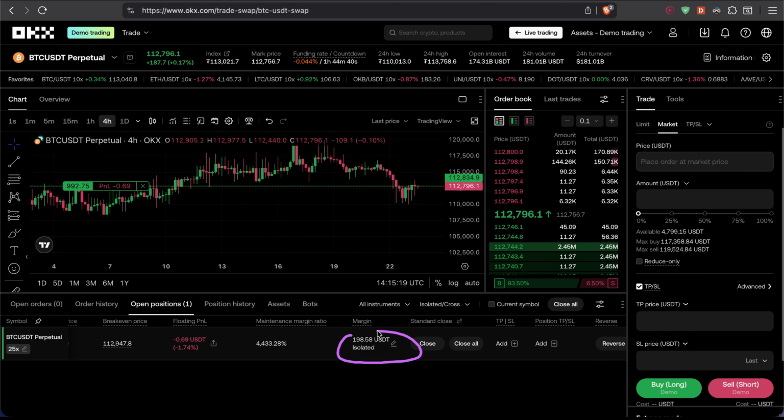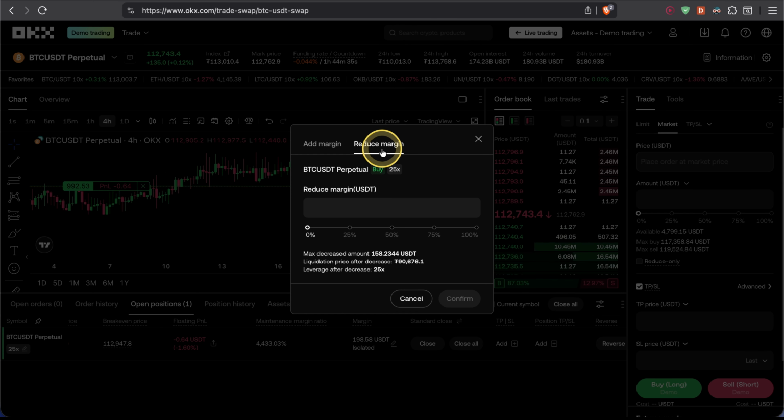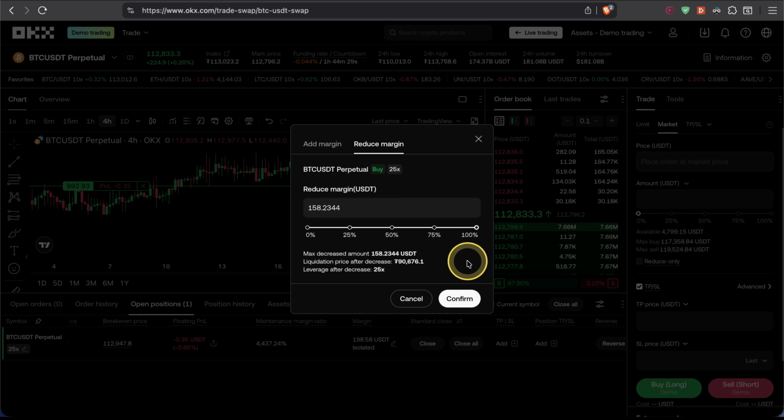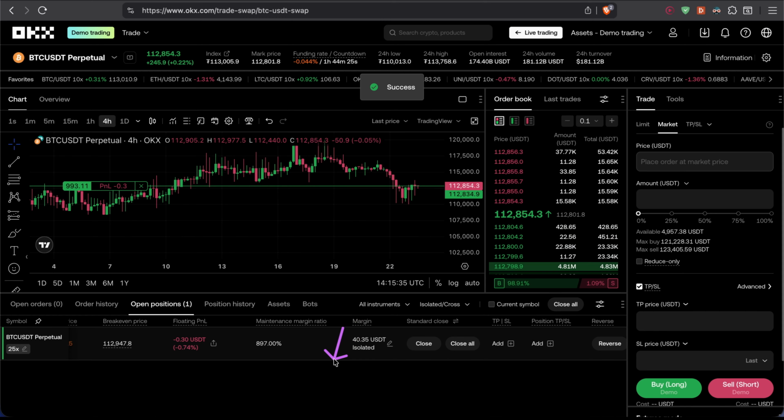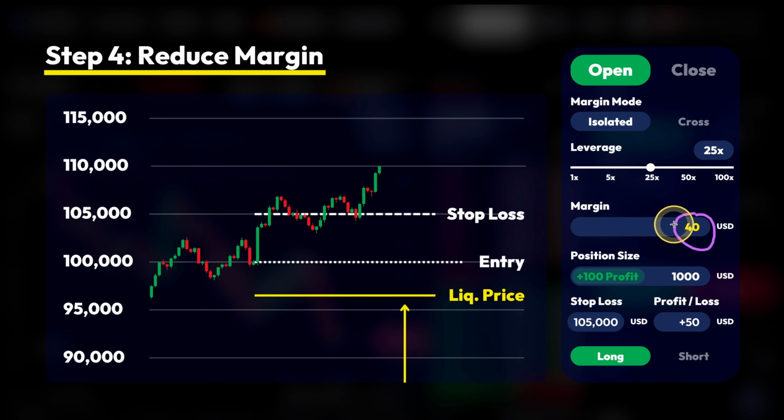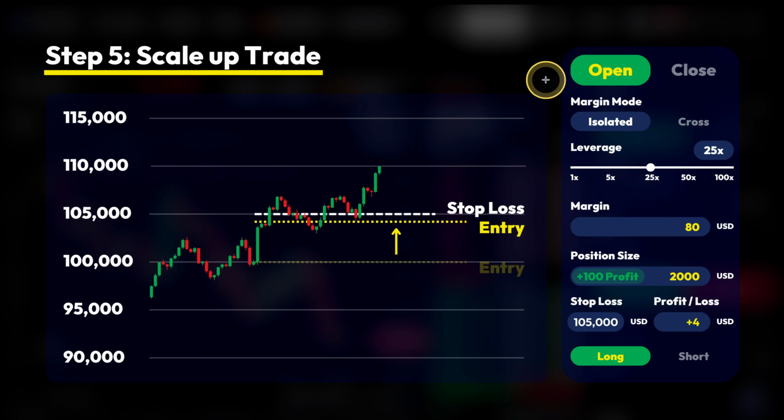It's still at $200, but if we go to this pen icon and click on reduce margin, you can see we can take up to $160 out. So if you just put this here to 100% and click on confirm, you will see now we've reduced our margin to $40. We can now use this freed up capital, for example, to open further trades or to even further increase this trade. And that brings us to step 5, which is to scale up the trade.